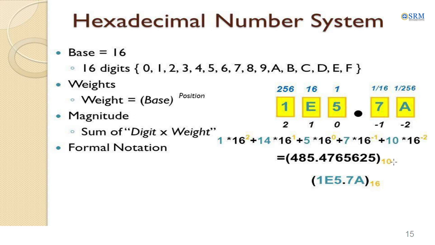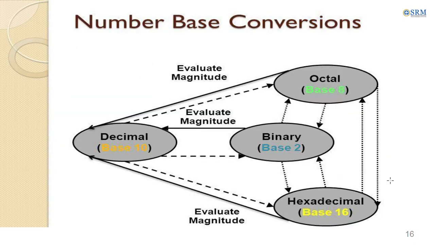485.4765625 in decimal. You have to remember that whenever we calculate the magnitude, it is always in decimal form. And again, the hexadecimal format is written like this: 1E5.74. Over here the base is 16. So this is the hexadecimal number system.